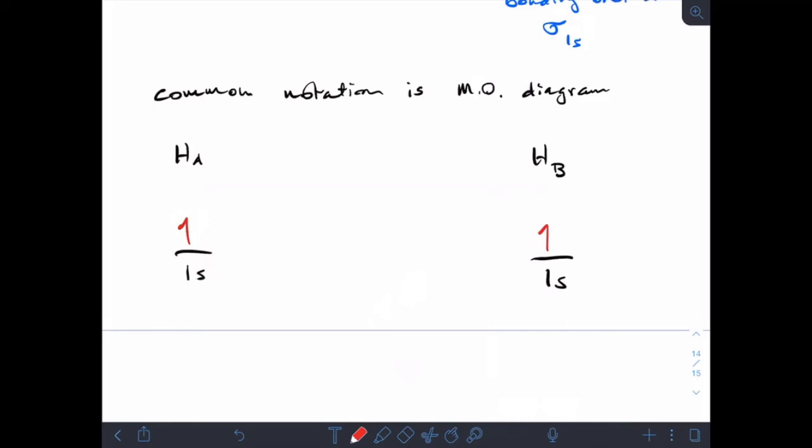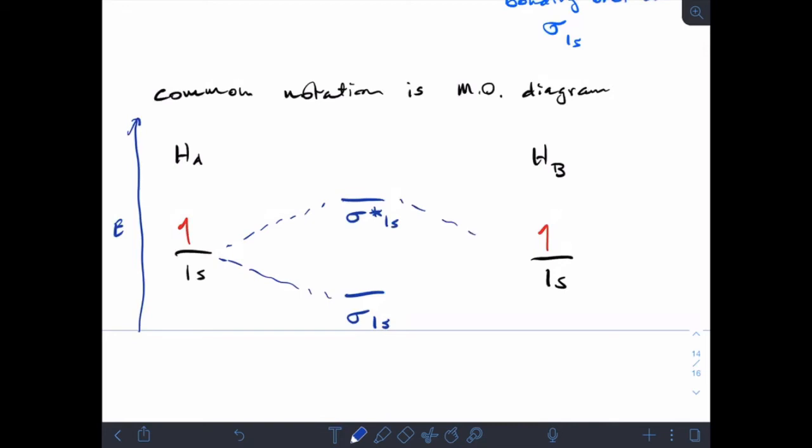Okay, so in here, I'm going to make these blue so that they're a little different. Slightly lower in energy, here's my sigma 1s, and then slightly higher in energy is my sigma star 1s. Bearing in mind that this is all based on the idea that higher up is higher in energy. And I'll have these little sort of guidelines.